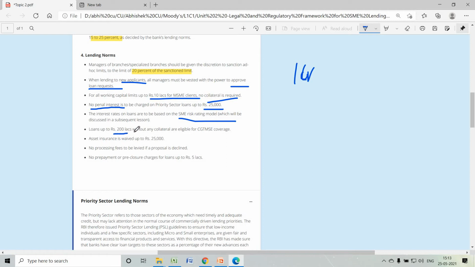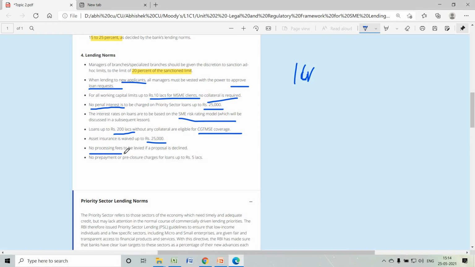Now, loans up to rupees 200 lakhs, that is 2 crores, without any collateral are eligible for CGTMSE coverage. So if there is no collateral given for a loan up to 2 crore, the loans are eligible for CGTMSE coverage. We have already studied CGTMSE coverage, how it works. Now asset insurance is waived up to rupees 25,000. So if any SME customer is taking a loan of 25,000, then asset insurance is waived. He need not insure his asset.